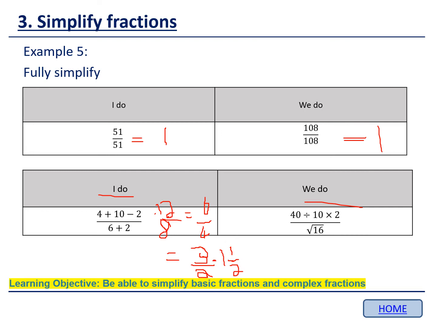So we've got 40 divided by 10, which is 4, times by 2, so that's 8, over the square root of 16, which is 4. How can we simplify this? Well, 4 goes into both, so that's 2 over 1. How many 1s in 2? That's 2 times, and you end up with your final answer, fully simplified.